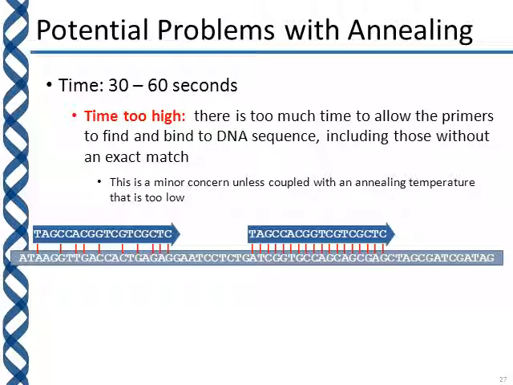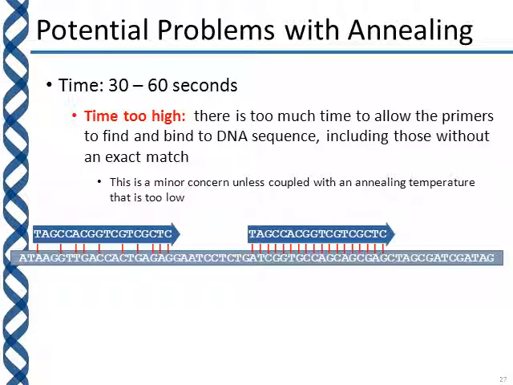is allowing too much time for the primers to bind to the incorrect locations. However, as I mentioned on the slide, this really isn't a concern unless that's coupled with an annealing temperature that is also incorrect. And so here in the diagram, we see the same two primers that we saw previously.